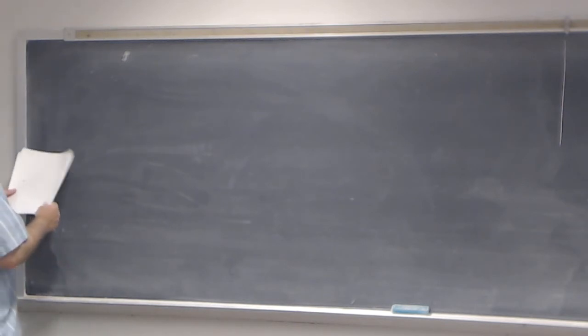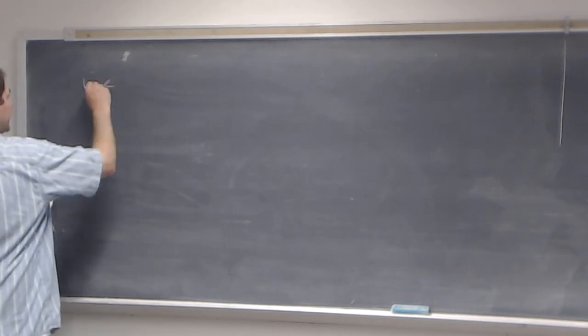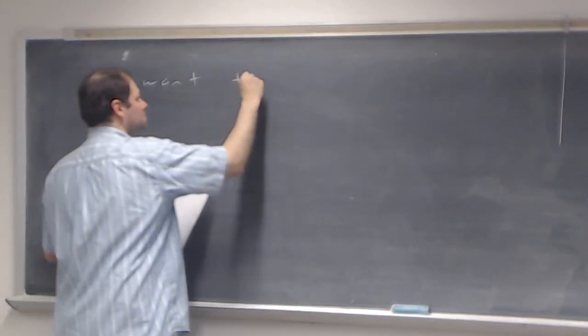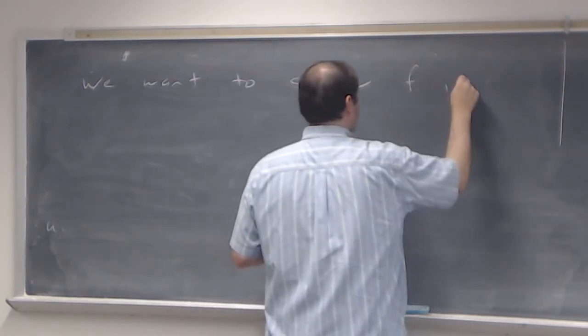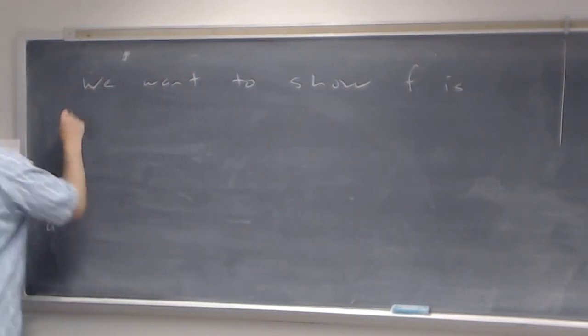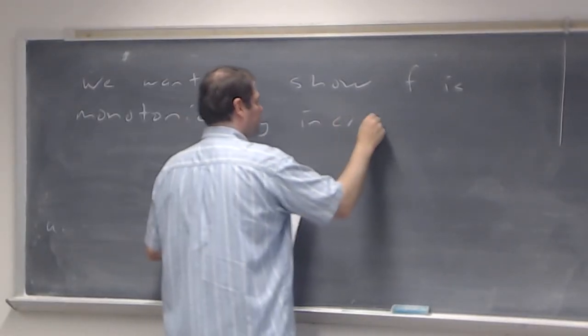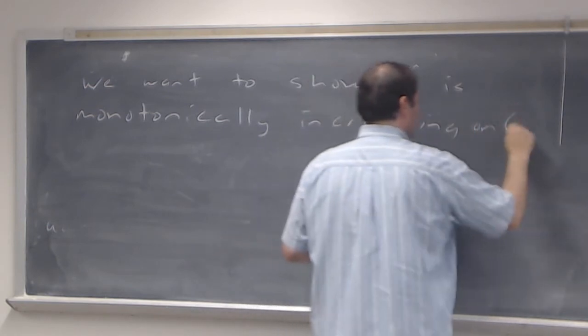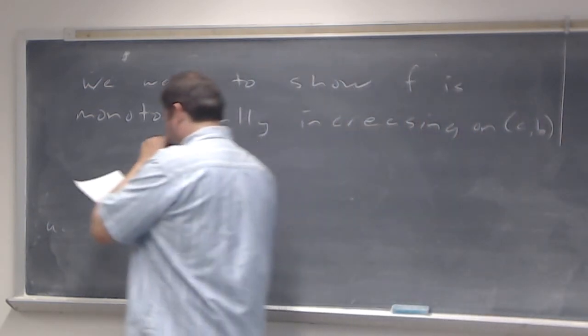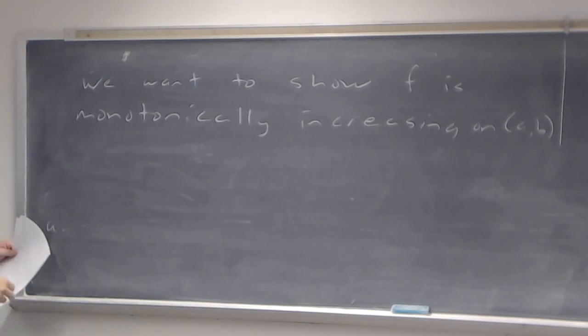Okay, how are we going to show that f increases? So we write that down, and we want to show f is monotonically increasing on A to B. To show that a function f is monotonically increasing on this open interval, we're going to take 2 points within that interval, x of 1, x of 2, x of 1 being less than x of 2, and we have to show that f of x of 1 is less than or equal to f of x of 2.